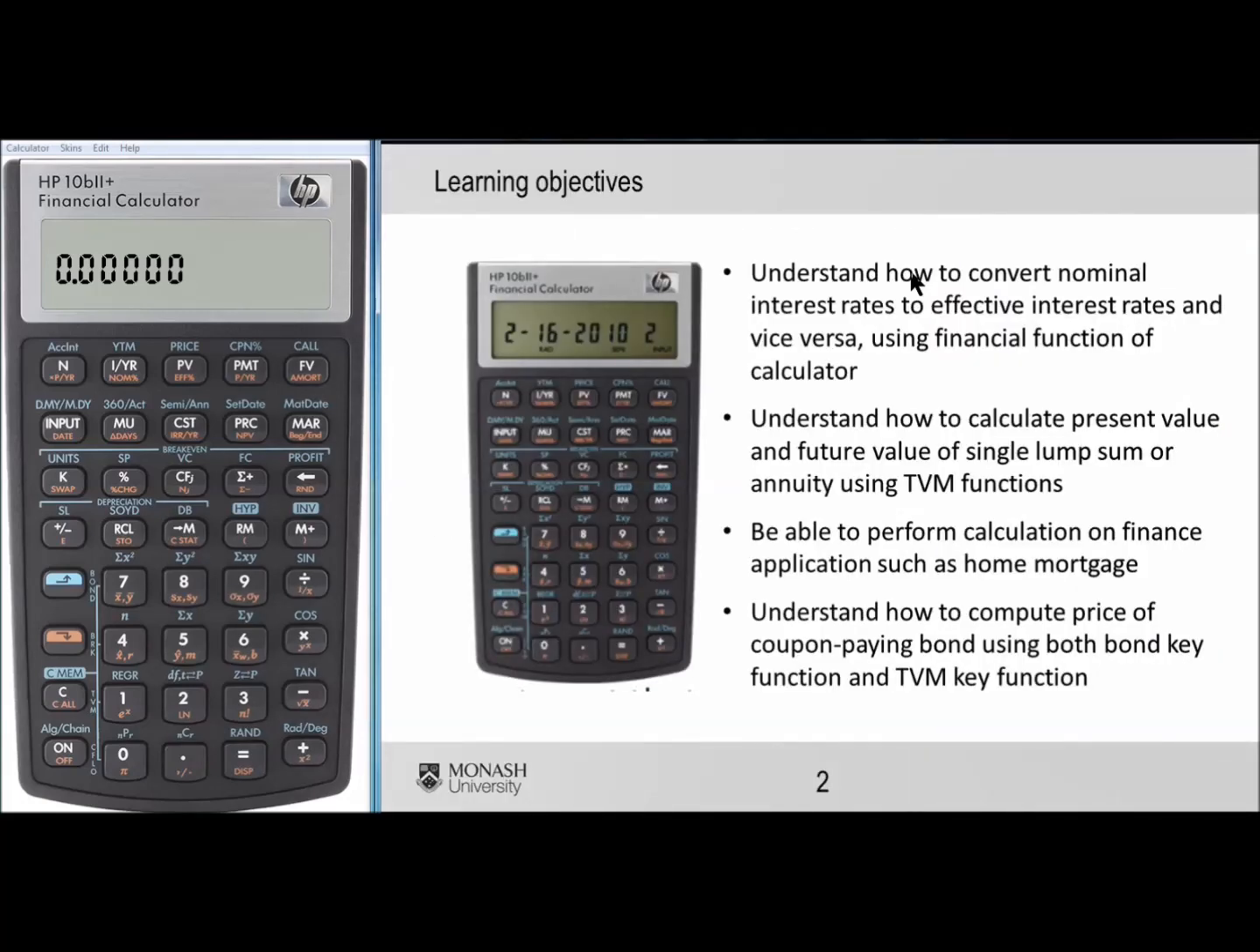These are the learning objectives. After watching the video, you will understand the following.